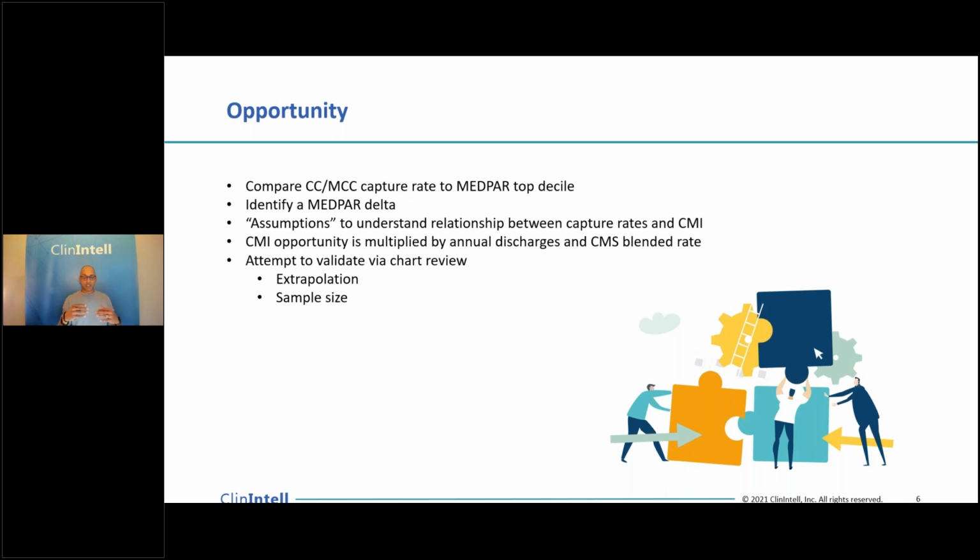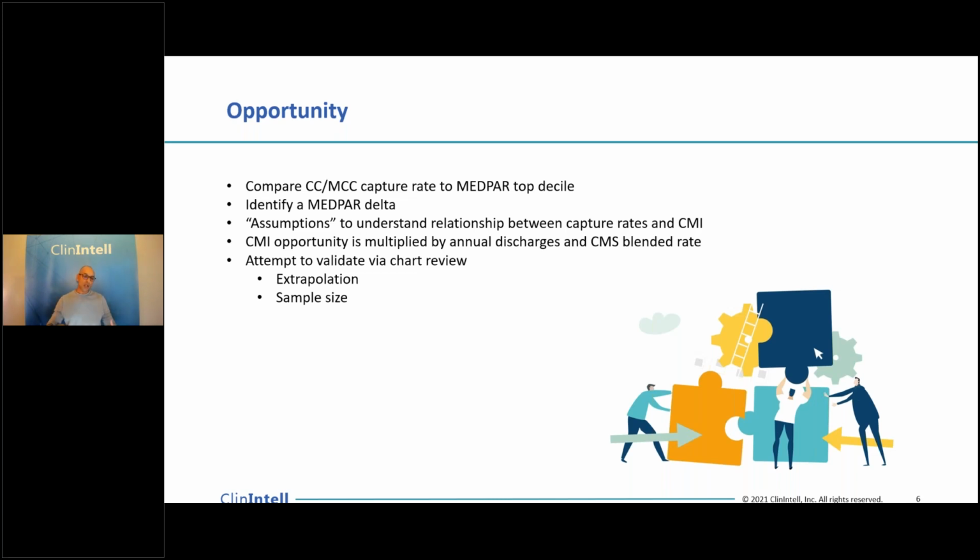So essentially, I've seen this before. If the capture rate goes up 1%, you get an incremental increase in CMI by X. Now you figure that out, you can essentially calculate the dollar amount opportunity, because you just multiply by the annual discharges and your CMS blended rate. And the attempt after that is to go and validate your calculation or your estimation with chart review.